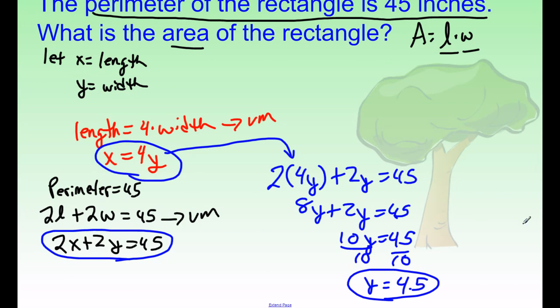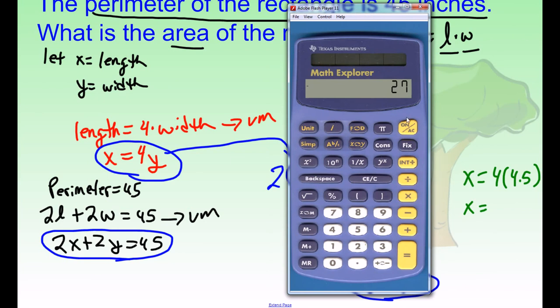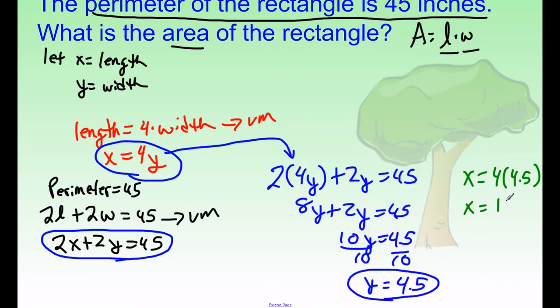Now all we have to do is take that 4.5, plug it into one of our equations to find the x. I'm going to use this little equation. X equals 4 times 4.5. 4 times 4.5 is 18. So we think that the length is 18 and the width is 4.5. Length equals 18, width equals 4.5.